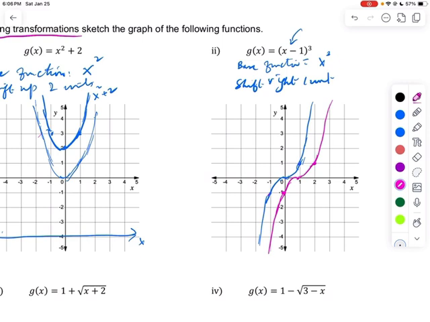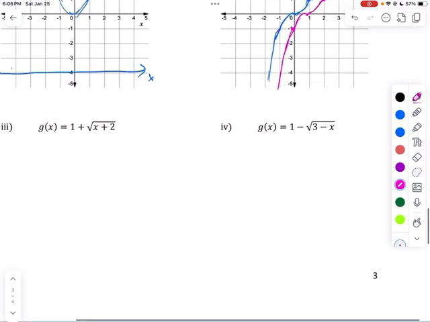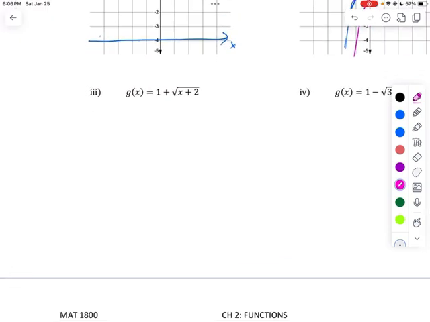Okay. So what has happened is we shifted right to here. Here I showed you a single transformation. We can have more than one transformation in a function. The important thing is to be able to recognize the base function and then also the transformations used.